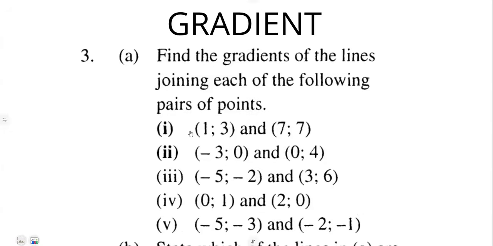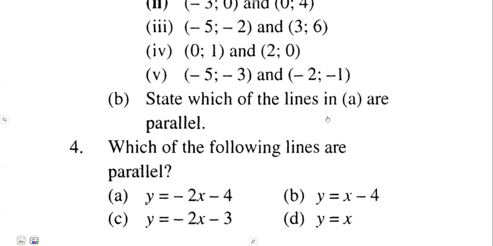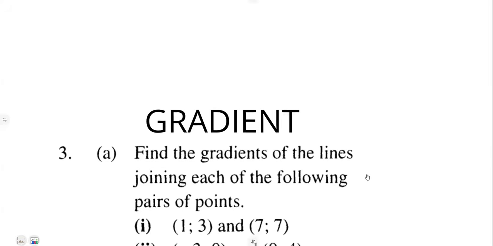So as we have our gradients and calculations based from points as we had before, and also calculations which can be taken from the equation directly, we are being asked to state which of the lines are parallel to each other in terms of the gradient.